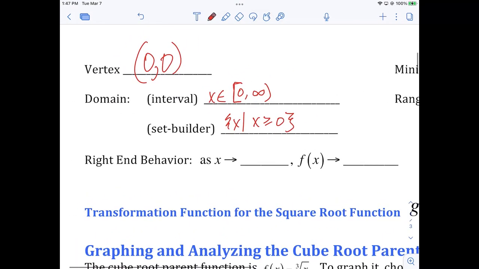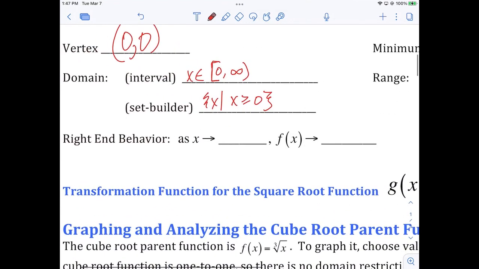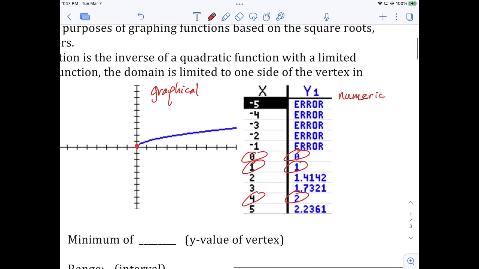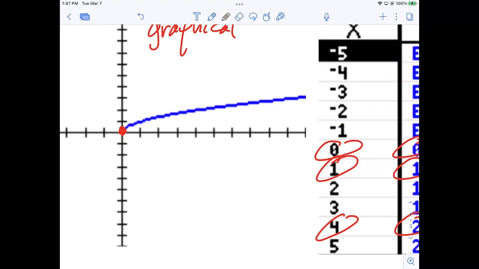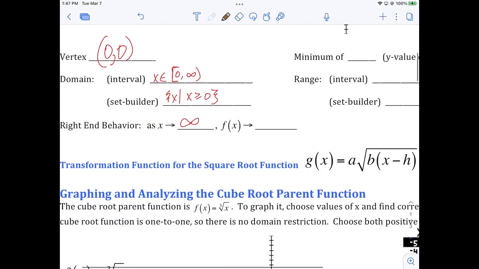What's the right end behavior? As x goes to infinity. So you'll drop that in there, infinity. Let's look and see what's happening. As x goes out to the right, what's happening to the y values? They're getting bigger and bigger. Not very fast, but they are going up. So guess how far up they're going to go? They're going to go infinitely high, yeah.